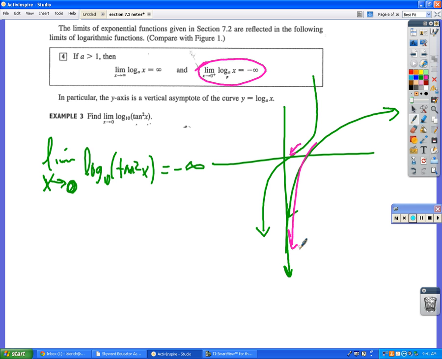Because it's a log of tangent, why do you have to look at two different graphs? Why are we looking at two different graphs? Because it's a composition of two different functions. One is tangent squared of x and one is log of x.